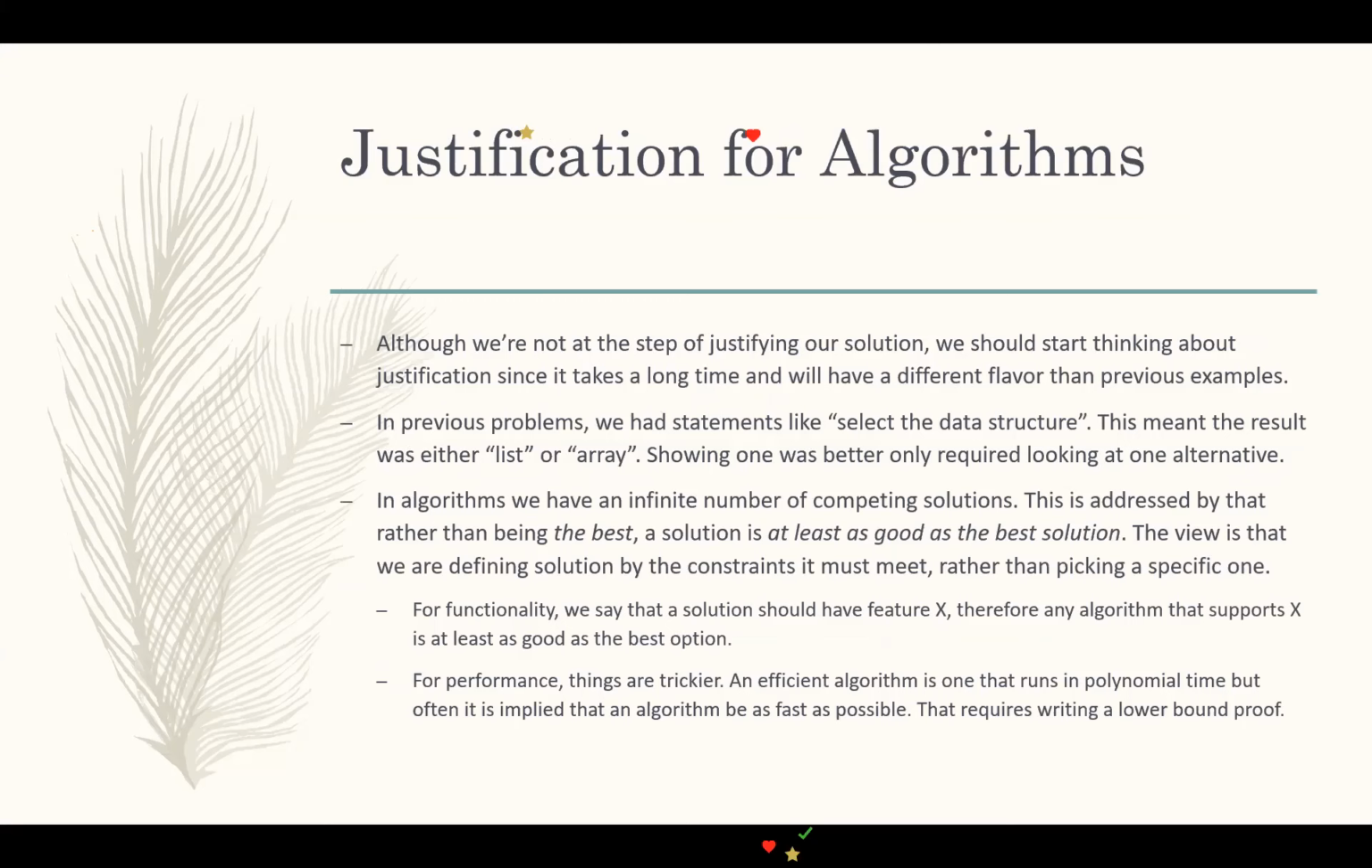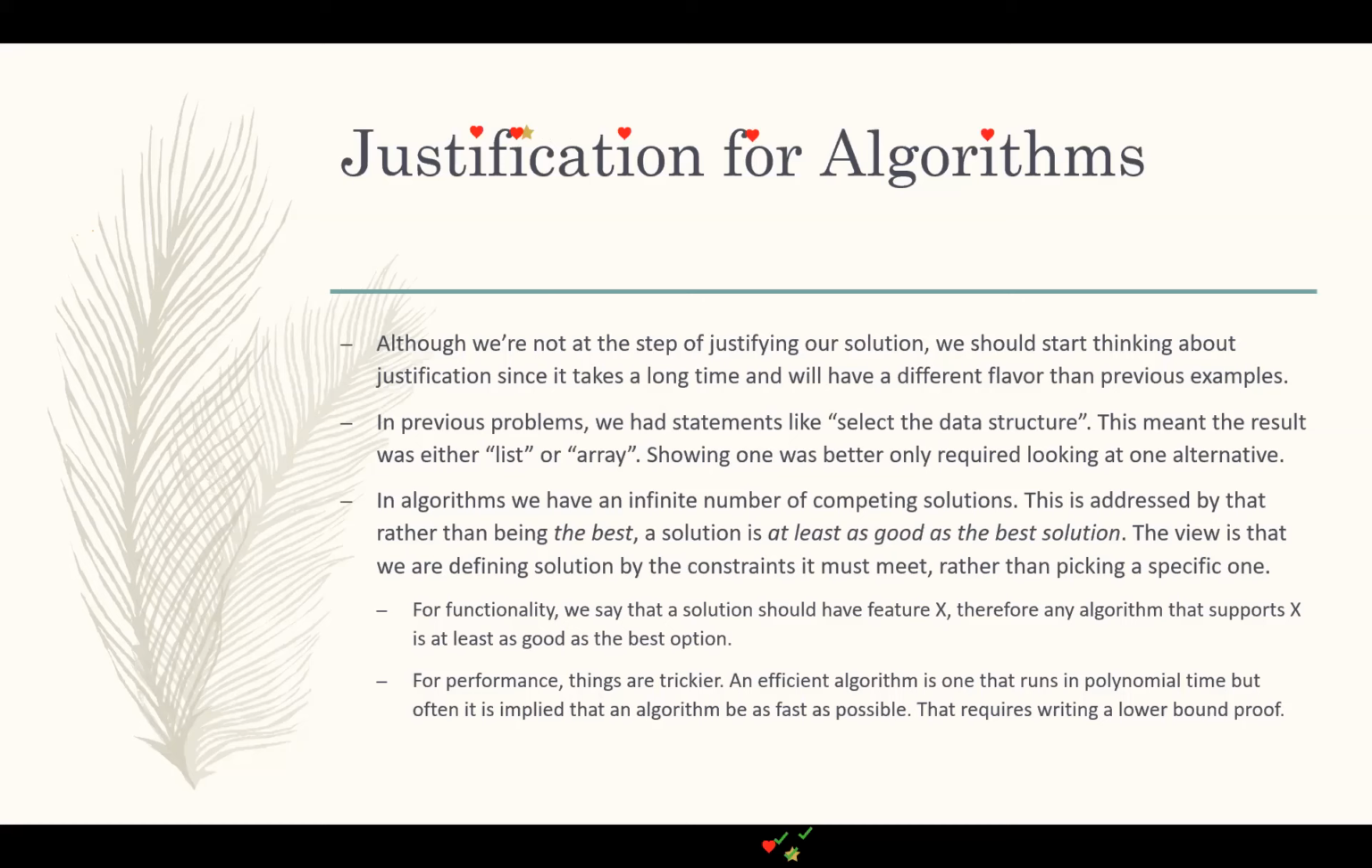So our justification for working with algorithms is going to be a little bit different than what we had in the simpler problems. In a simpler problem, when we're asked to, for example, choose array versus list, it's sufficient for me to say, okay, list is O of n, array is O of 1. That's enough, right? And I can basically say this one's faster, it's the best choice, and then everything is done.